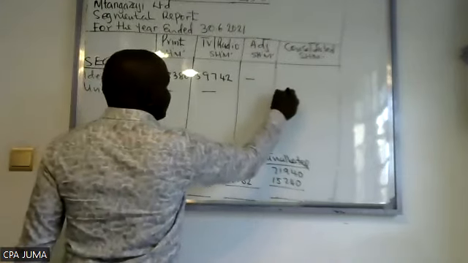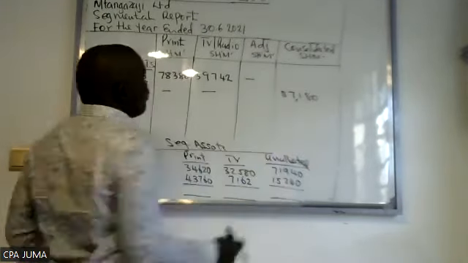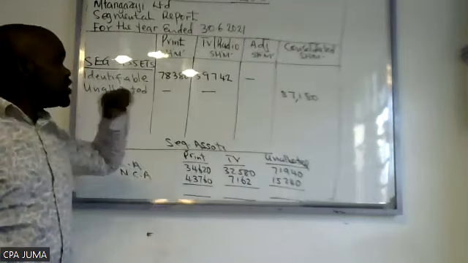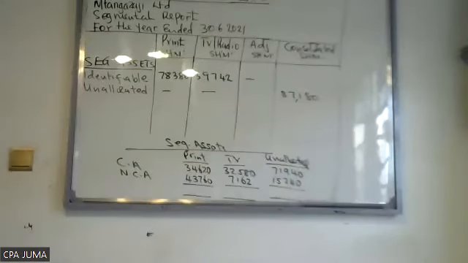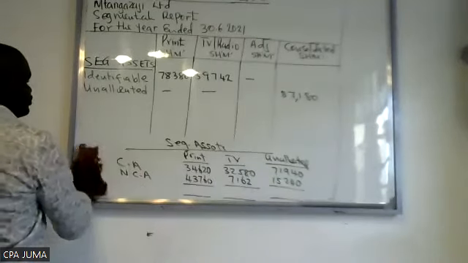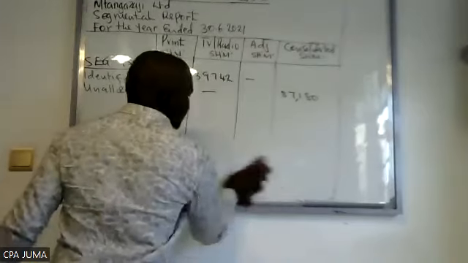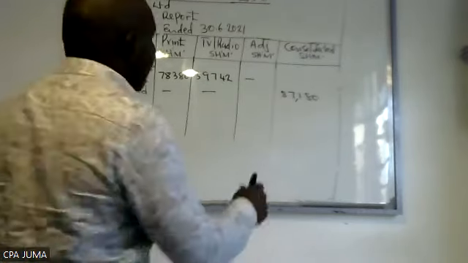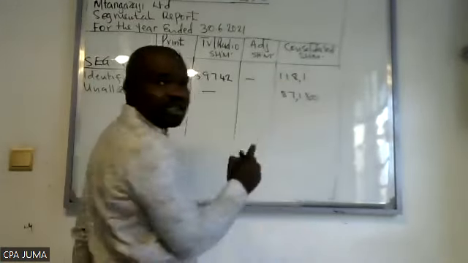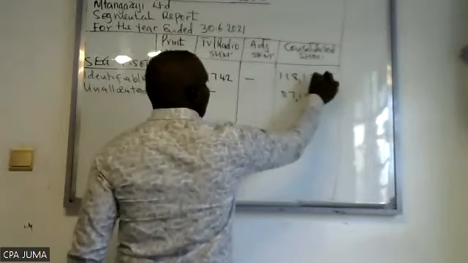87,180. What is the total for the identifiable? 78 plus 39. What do you get? Total? 118, 122.